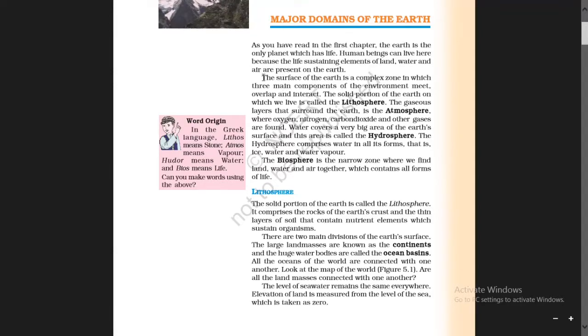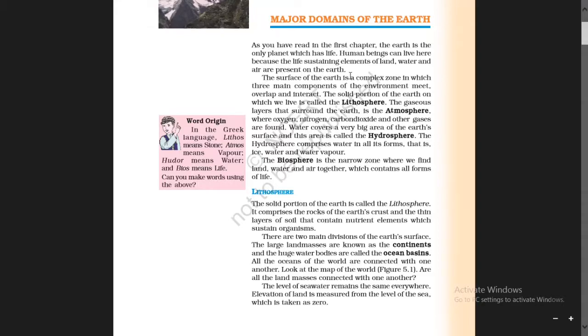Children, you have learned in the first chapter about the Earth planet. It is the only planet where life is found. Human beings can live here. It is because life support elements such as land, water, and air are present on the Earth that make life possible on the Earth planet.